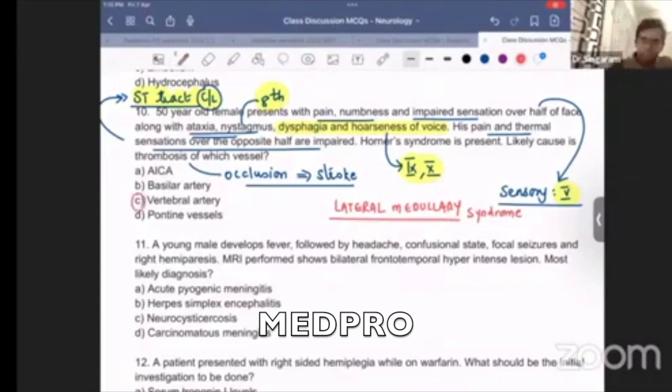I told you 2 things are possible. One is vertebral artery, another one is PICA. Here, PICA is not given. In fact, I told you most of the clinical textbooks are giving vertebral artery occlusion as the number 1 cause of lateral medullary syndrome. So we will go ahead with that.